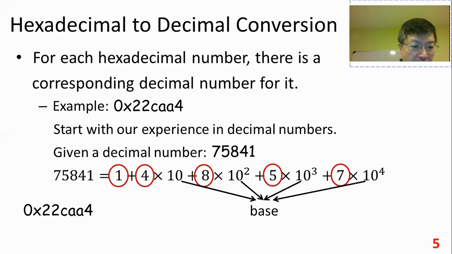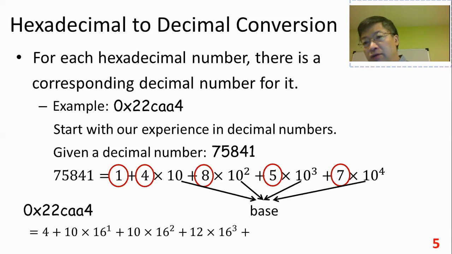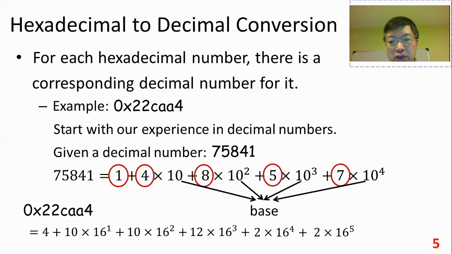The contribution of the first digit, that's just 4. The contribution of the second digit, A we know equals 10 in decimal format, 10 times its base, 16 to the first power. The contribution of the next digit, A, 10 times 16 squared. Then the C contribution, 12, we know C corresponds to 12, times 16 to the third. Then next one, 2 times 16 to the fourth. And the last one, 2 times 16 to the fifth.